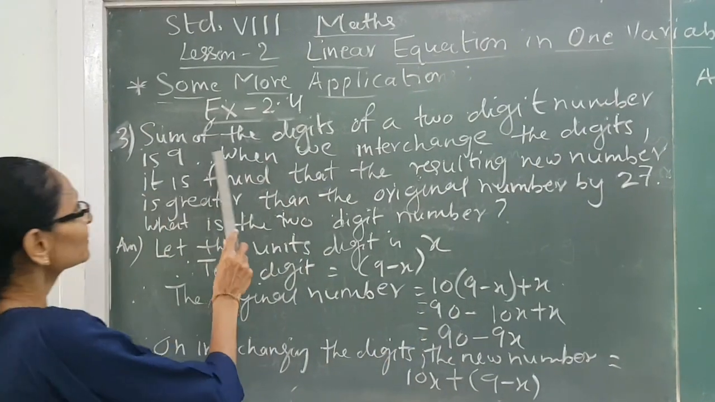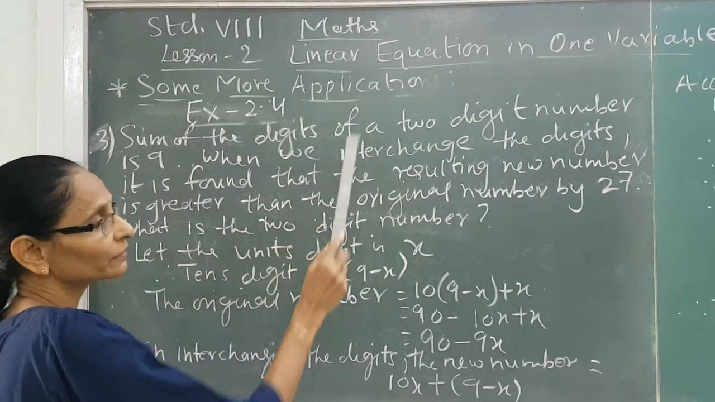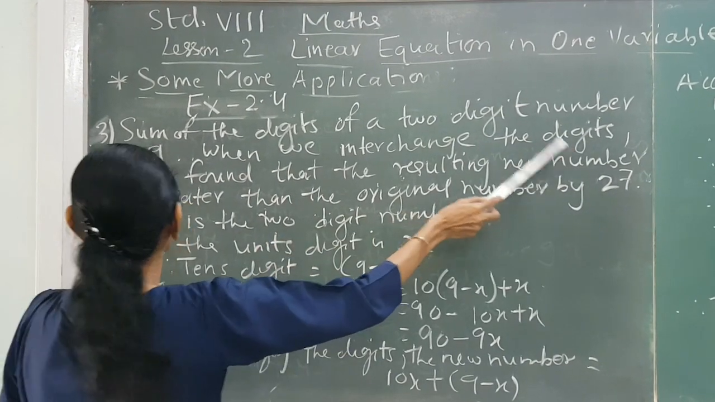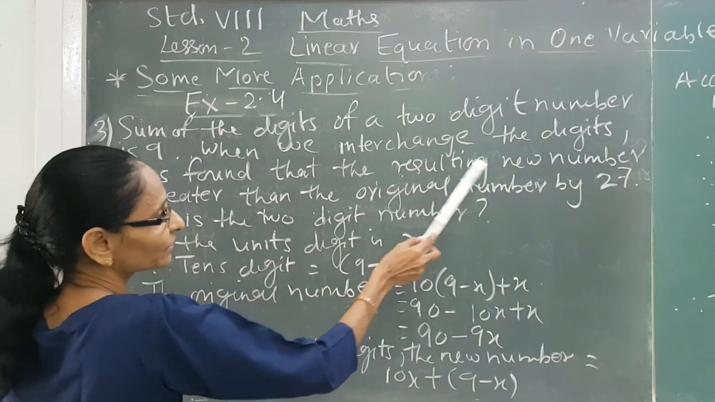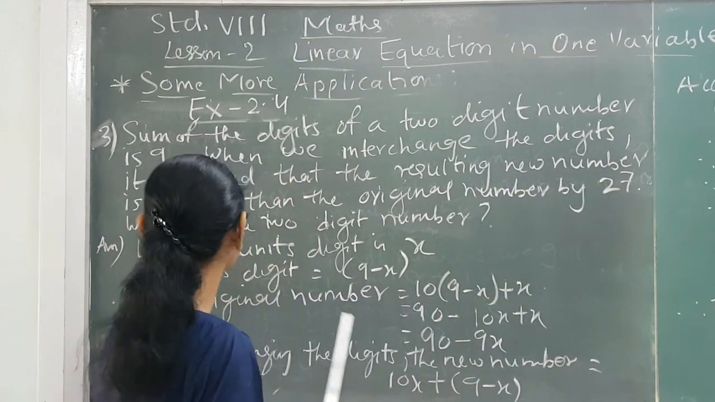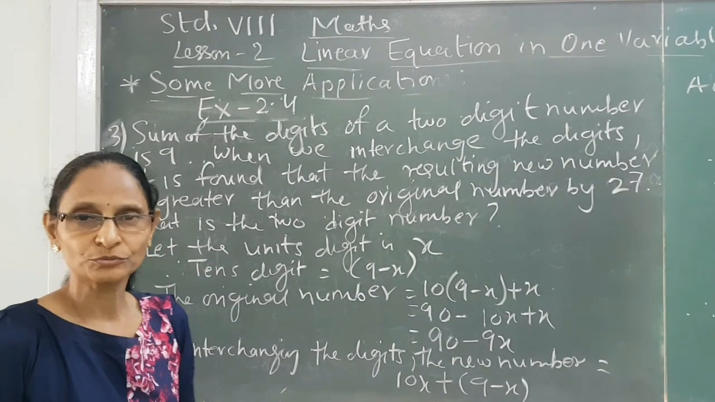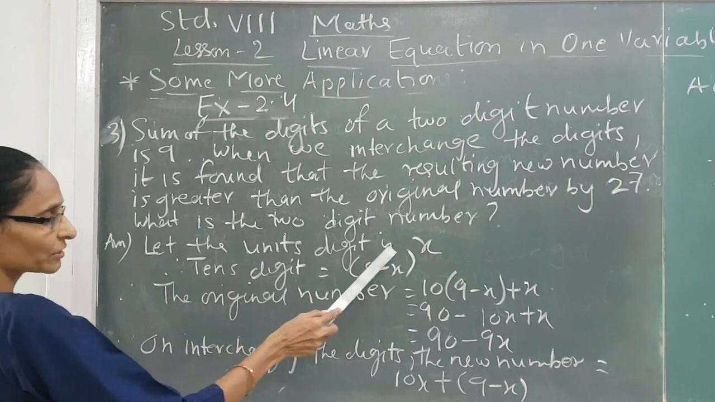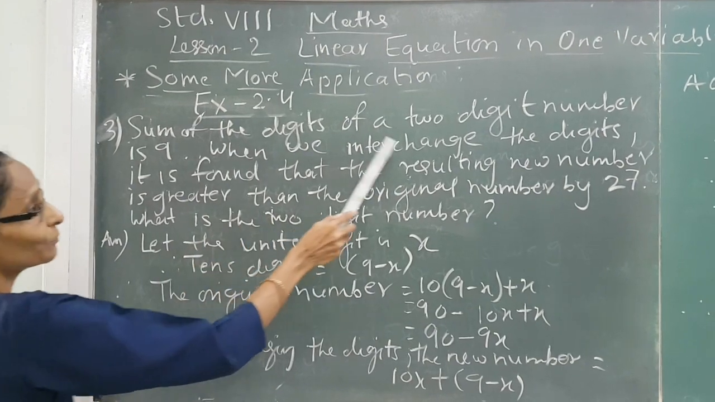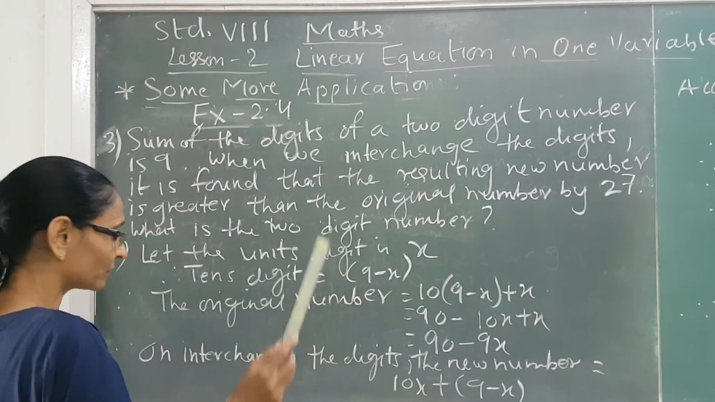Question number 3. Sum of the digits of a 2-digit number is 9. That is, when you add the digits of the 2-digit number, the sum will be 9. When we interchange the digits, it is found that the resulting new number is greater than the original number by 27. What is the 2-digit number? Same example I have already taught you. Let the units digit be x. Then the tens digit will be 9 minus x. Why? Because it is given the sum of the digits of the two-digit number is 9. So the tens digit will be 9 minus x.